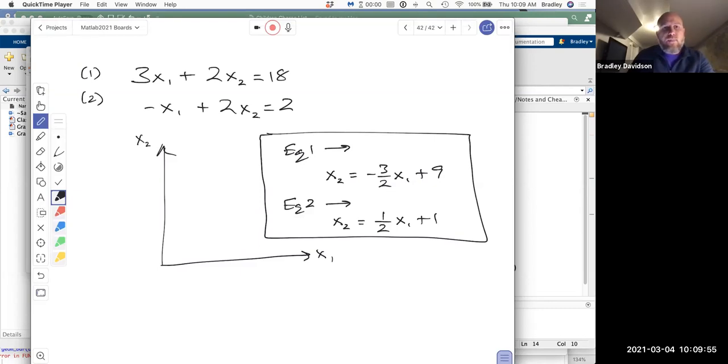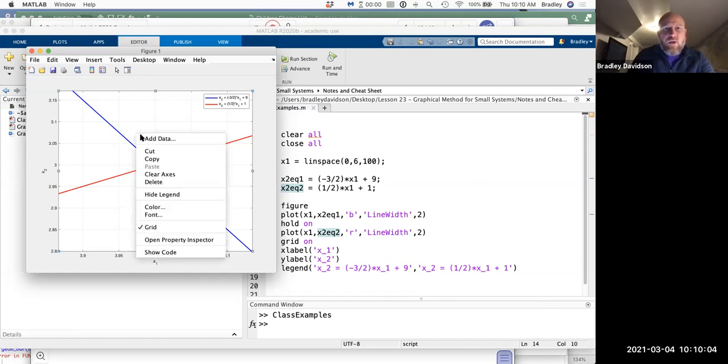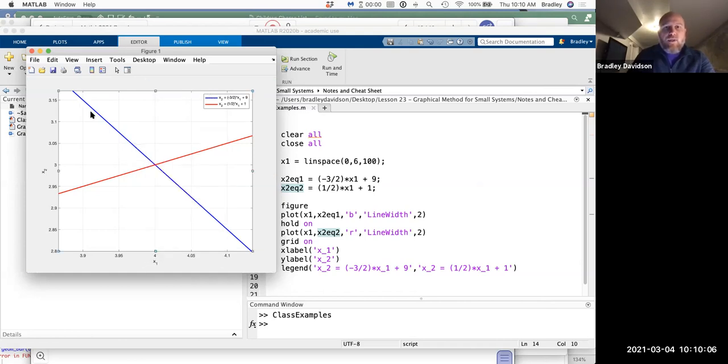We did that with our roots. And so in a situation where you don't have these nice integer answers, you would then, as we've done before, zoom in and zoom in as far as you can until you get the right precision that you're comfortable with in the graphical solutions. Okay. All right.